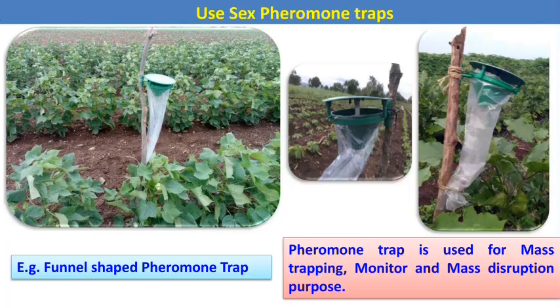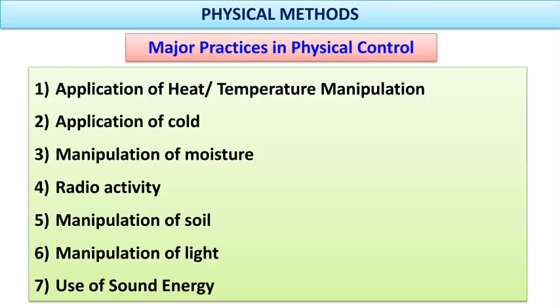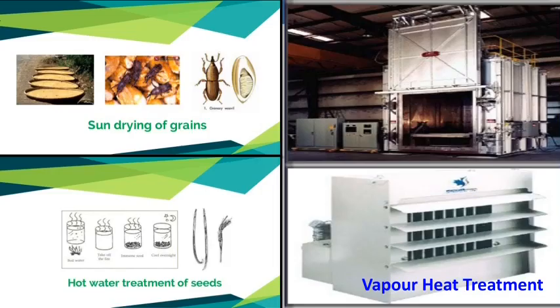Then the next method is physical methods. This is another major tool of IPM. In these tools we can use different physical factors to reduce the infestation of the pest. These include application of heat, application of cold, manipulation of moisture, radioactivity, manipulation of soil, manipulation of light, and the use of sound energy. Here the sun drying of grains is one of the manipulations of temperature. After harvesting of the crops we can dry the harvested product in sunlight in the summer months. It helps to reduce different stored grain infestation.